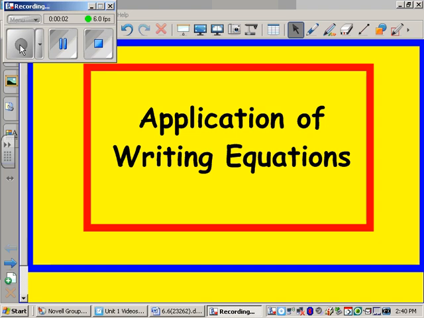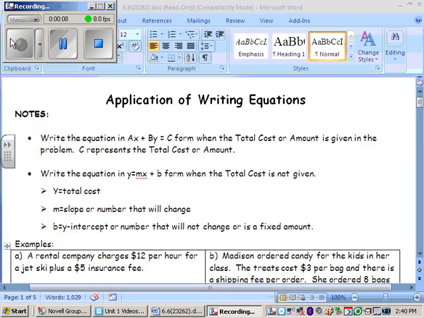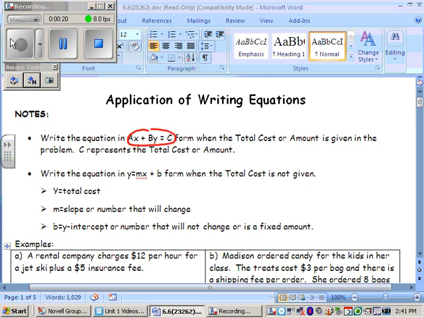In this lesson, you will learn about the application of writing equations. Let's take a look at some examples. When writing equations for real-life situations, there are two types of formats of the equations that you can use. One, which you've learned about in a previous lesson, is standard form. Another one is slope-intercept form.